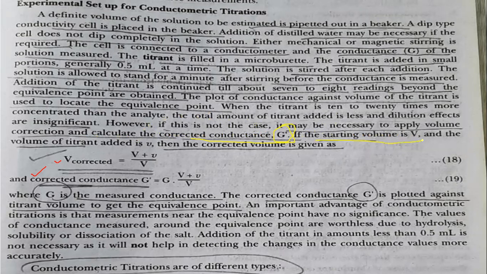If the starting volume is V and the volume of titrant added is small v, then the corrected conductance is given by the measured conductance multiplied by V plus v upon V, that is, the starting volume plus the volume of titrant added upon the starting volume.